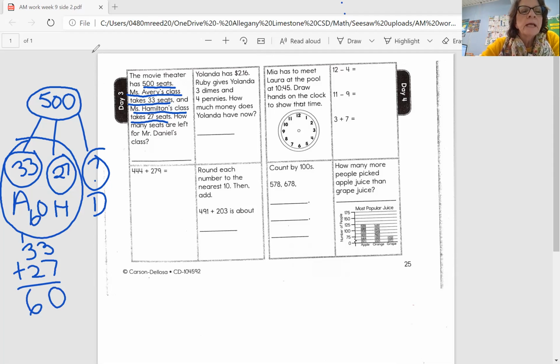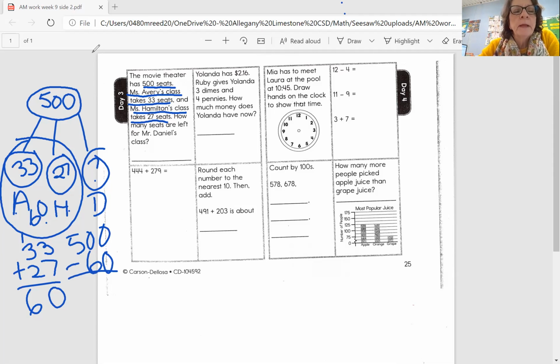What does 60 represent then? It represents the total of Mrs. Avery's and Miss Hamilton's class. Now, remember, I need to know how many seats are left over for Mr. Daniel's class. So now I've got 60 in this part, and I've got this part that's unknown. And remember what we do then is we need to do a subtraction problem. So 500 minus 60. Now this is regrouping across zeros, so it can be tricky.